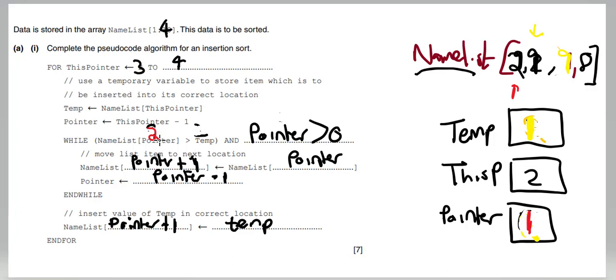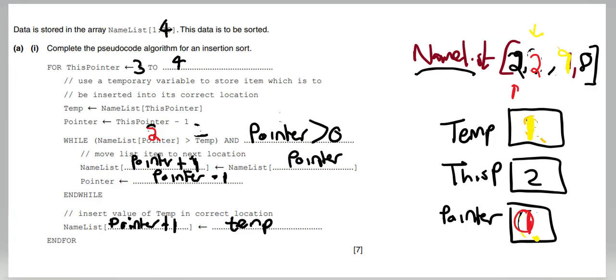So I'm going to get rid of this, and I'm going to place in the number 2. Then we're going to do pointer minus 1. So this pointer becomes 0. We then go back to the top of the loop. As pointer is 0, we break the loop.